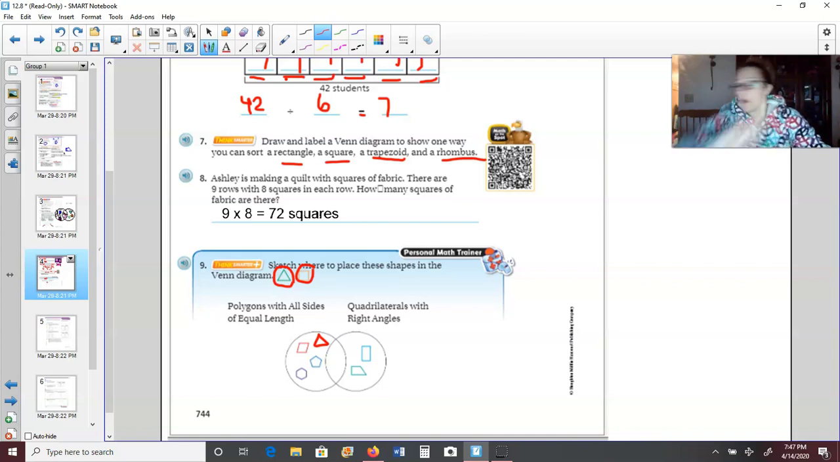So, excuse me. So it has all equal sides, but then it also has right angles. So that shape we would put right in the middle. All right. Next page should take us to our practice and homework.